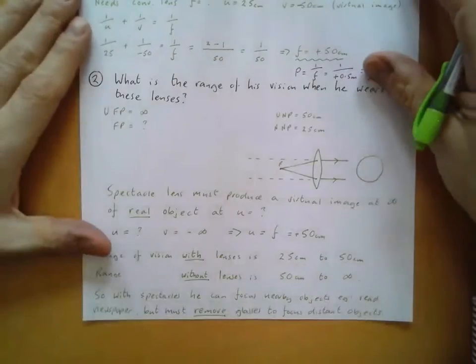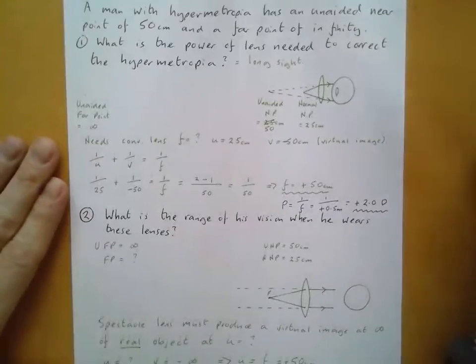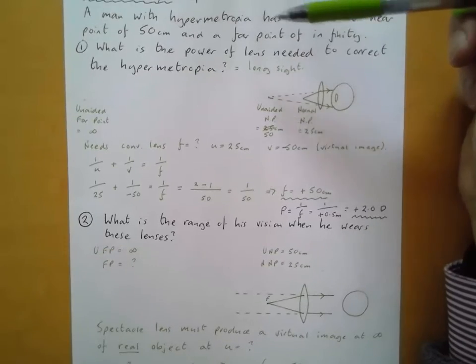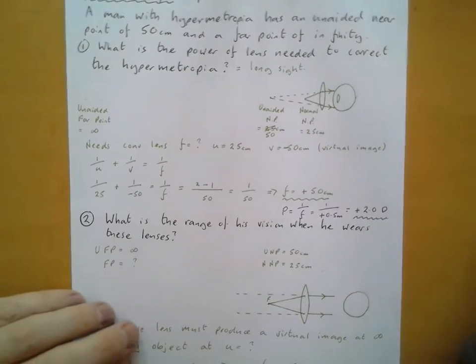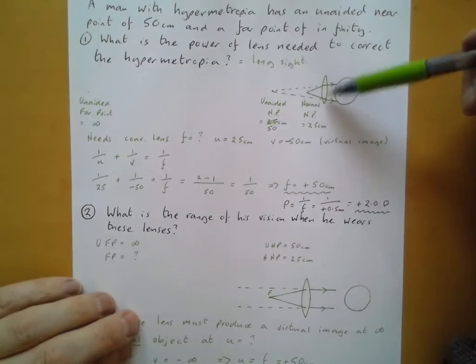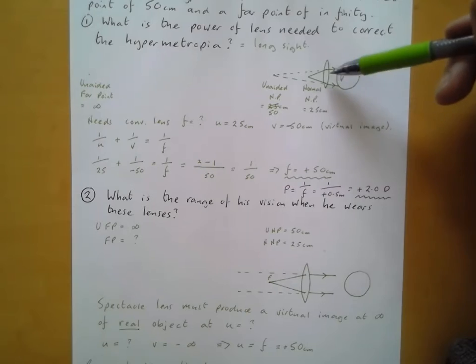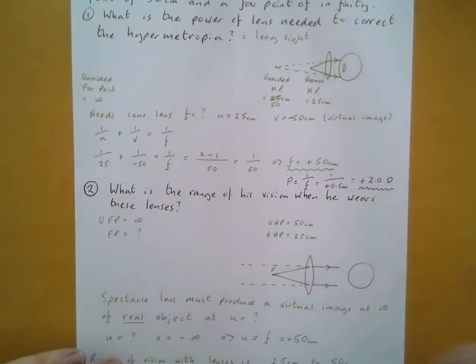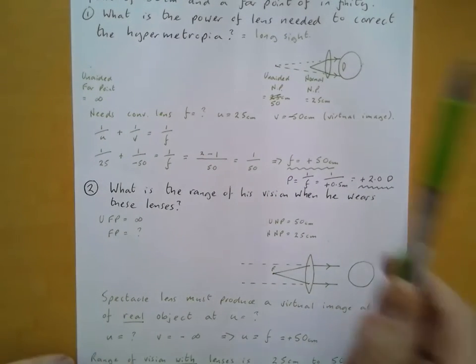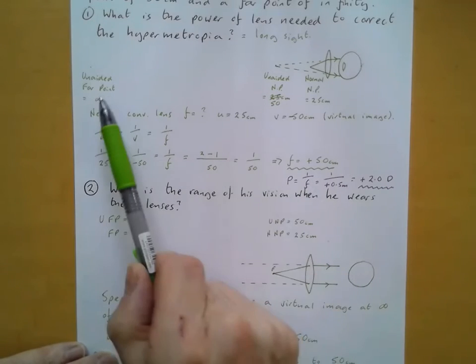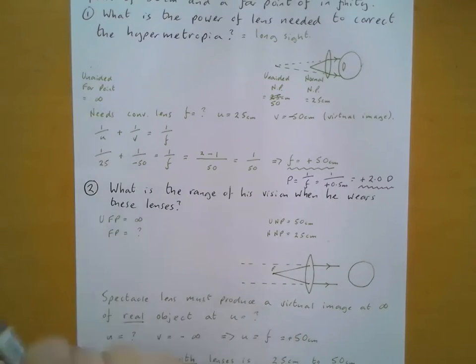Okay, let's just review that one, because that was quite tricky. So this is the man with hypermetropia. That means he's got long sight. That means he needs a converging lens, because his eye lens is a little bit weak, not quite strong enough to do the job, so he needs a bit of help. Without these glasses, he has an unaided near point of 50 centimeters, so he can't do close in, but he has an unaided far point of infinity.